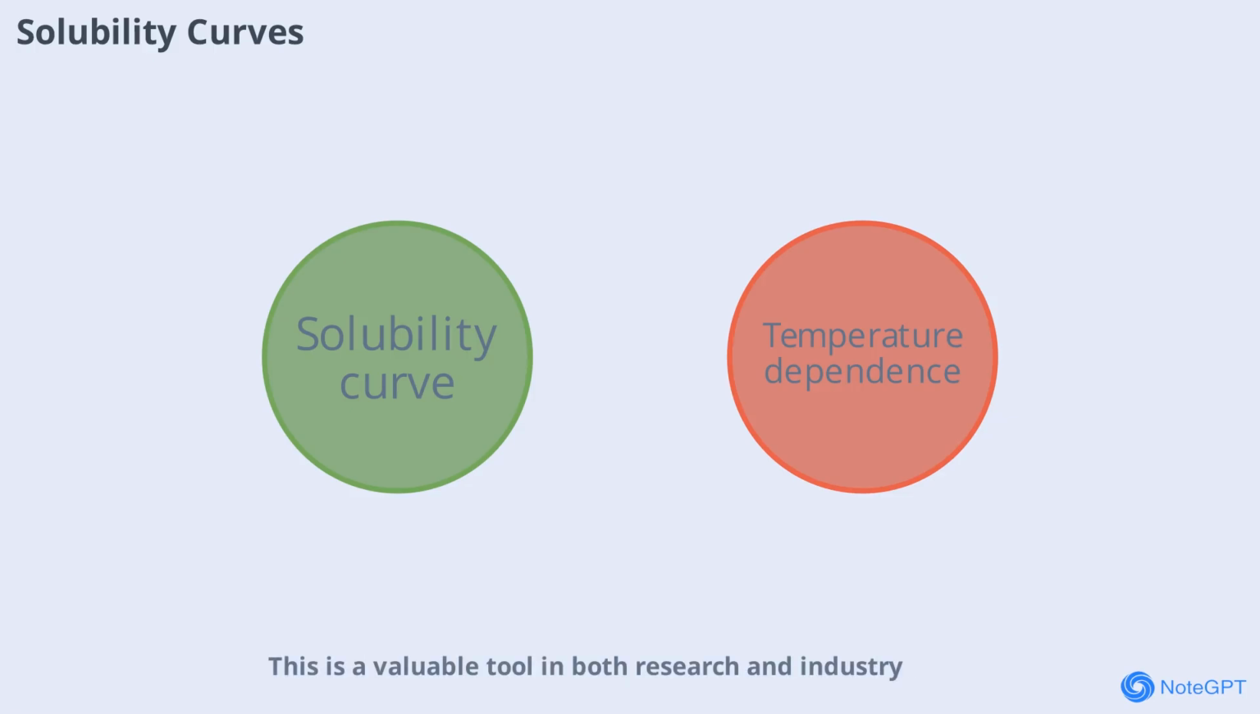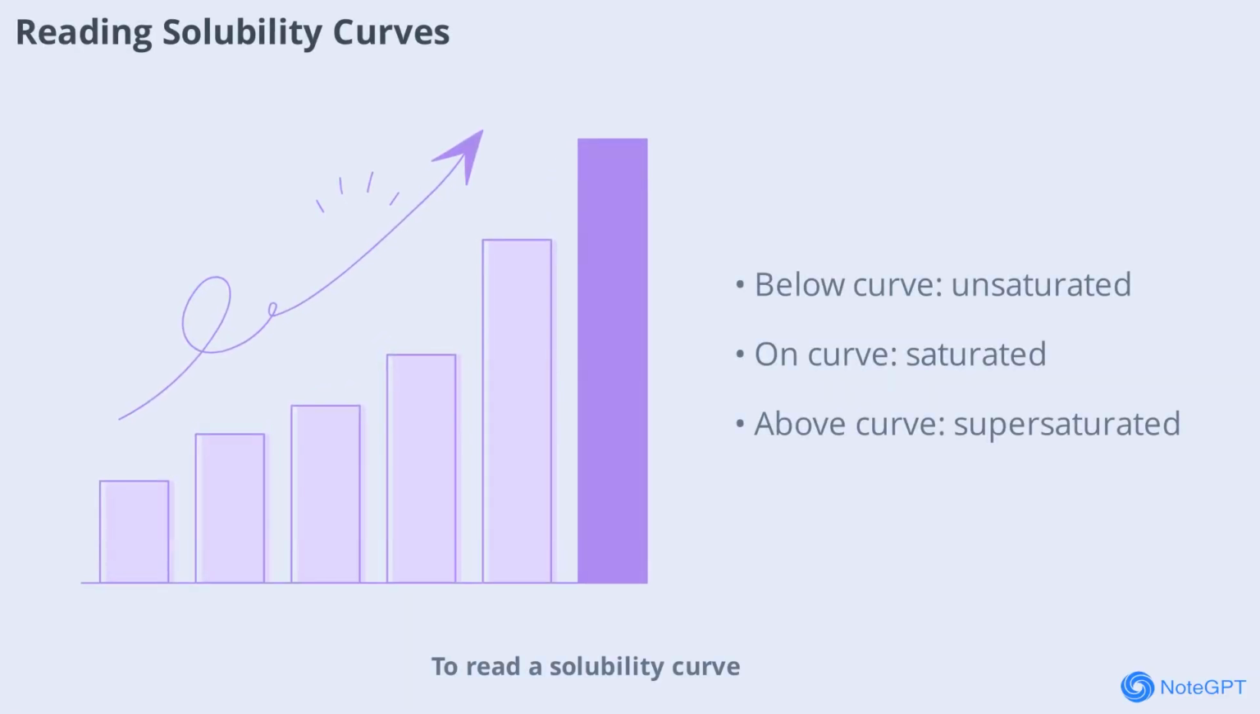This is a valuable tool in both research and industry. To read a solubility curve, find the temperature on the x-axis and the amount of solute on the y-axis. The curve shows the maximum amount that can dissolve at each temperature. If your solution is below the curve, it's unsaturated. On the curve, it's saturated. Above the curve, it's supersaturated. This simple tool helps chemists make quick decisions in the lab.